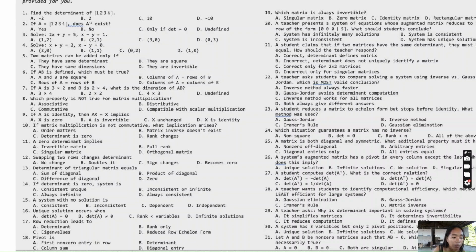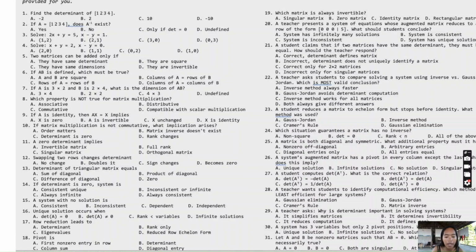Number 11, a zero determinant implies what? The zero determinant implies that it is a singular matrix. Yes, it is a singular matrix. Because a matrix is called singular if its determinant is equal to 0. So if the determinant is equal to 0, then that is a singular matrix.